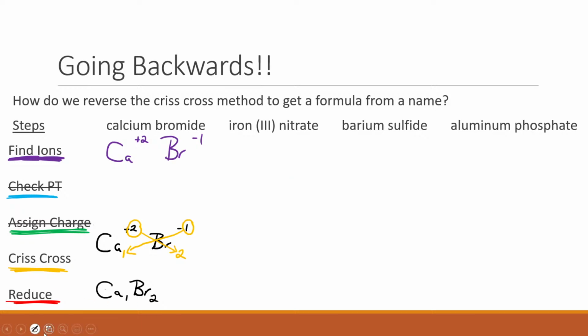Alright, let's look at some other examples here. This one has a Roman numeral. When there's a Roman numeral, we already know the charge of the positive ion, because that's what the Roman numeral is there to represent, right? The Roman numeral tells us what the charge of the positive ion is. So without even needing to check the periodic table, I have iron 3, that's going to be Fe plus 3, because this Roman numeral is equal to this charge. Always, always, always.